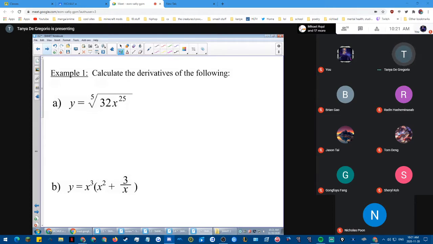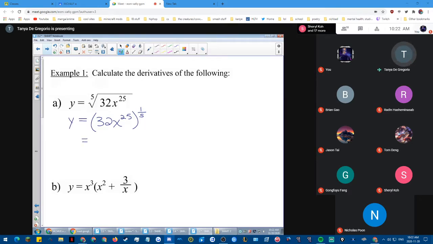So here I have 32 x to the exponent 25, with a root. It's a fifth root of 5. What should I do? What do you guys think I should do? We didn't learn how to do this. Put it into exponent. Yeah. The power rule is showing us how to work with exponents. So let's change this into exponential form, right? And remember, we know that that means it's 1 over 5. All right. We can still simplify this.